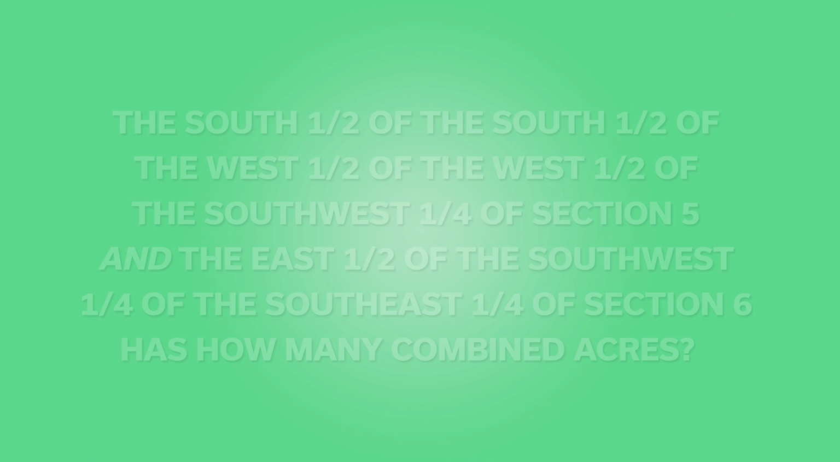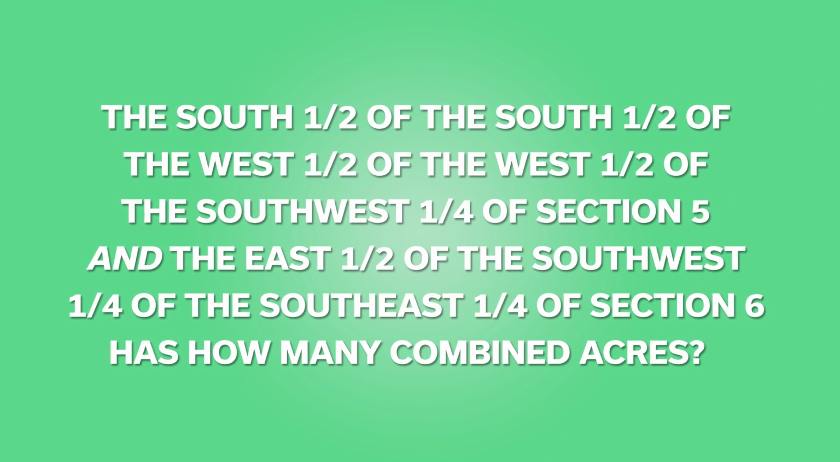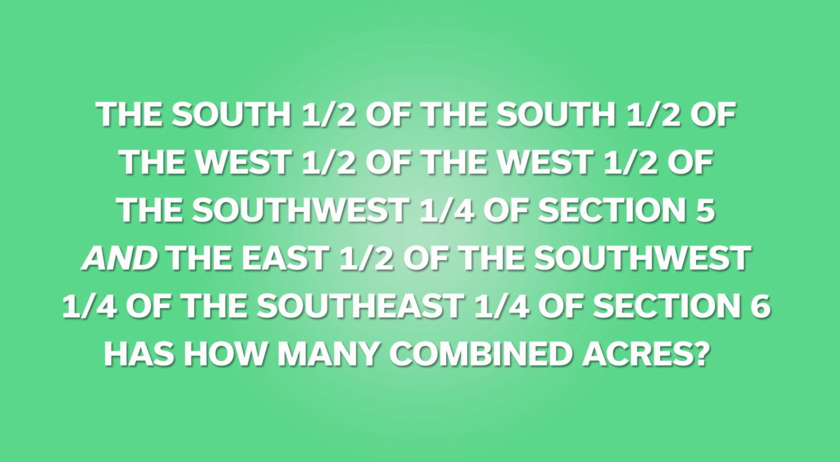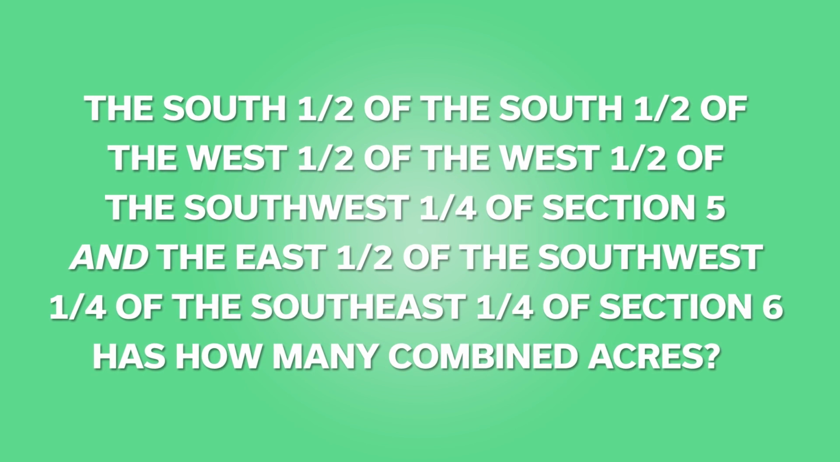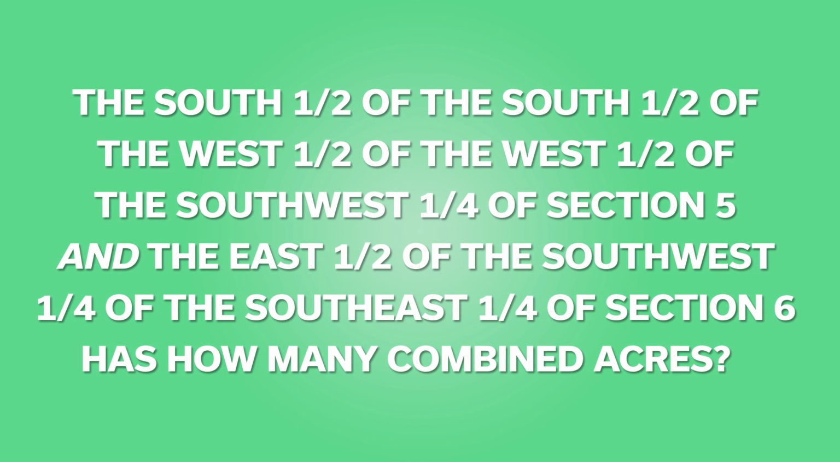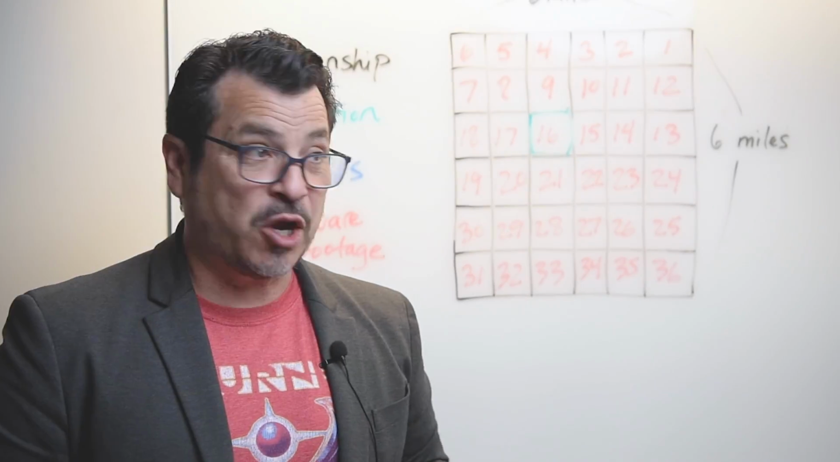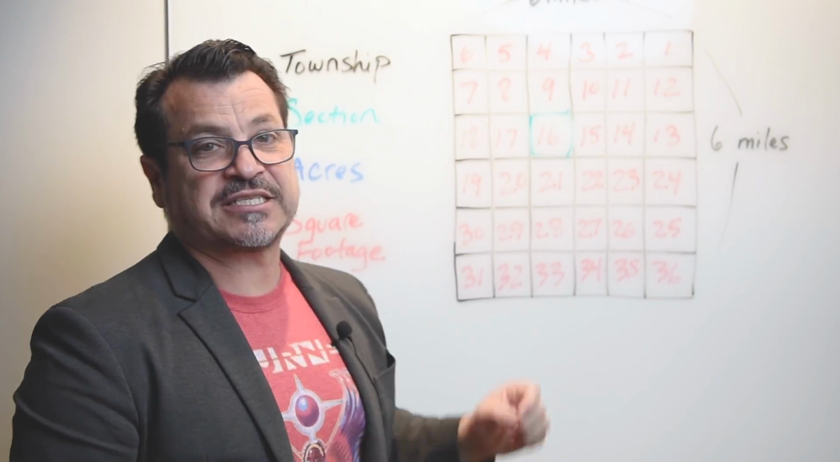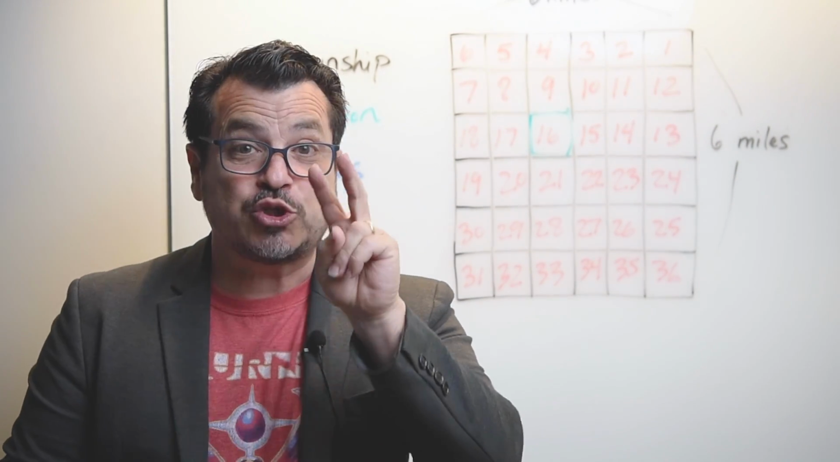Now the question is going to be simple when it comes to the state exam. Stick with me. Because the question is going to go something like this. The south 1/2 of the south 1/2 of the west 1/2 of the west 1/2 of the southwest 1/4 of section 5 and the east 1/2 of the southwest 1/4 of the southeast 1/4 of section 6 has how many combined acres? So let's go straight to section 5. The question is regarding section 5 and section 6. But let's start off with section 5, because it's actually 2 questions in one.